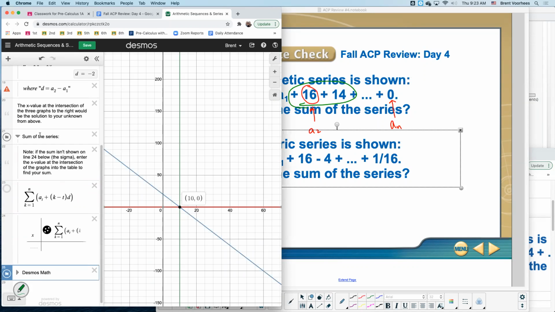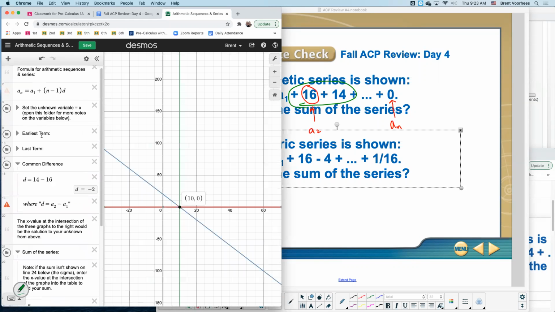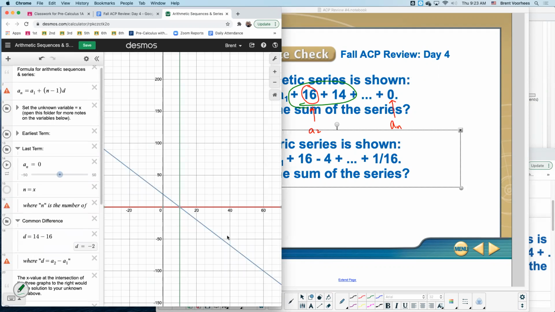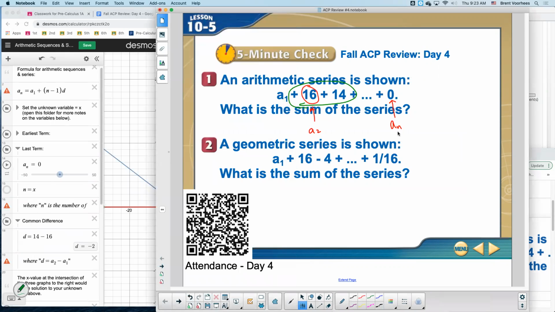So if I do all this, the way my calculator is set up, the intersection is the missing value. So that's what this says right here. The x value at the intersection of the three graphs would be the solution to your unknown. So the unknown, if you remember, was how many terms. So this one has 10 terms, which is not what's asked. We discovered that we have 10 terms, but what it wants to know is the sum.